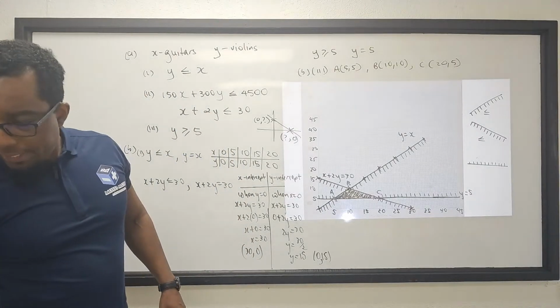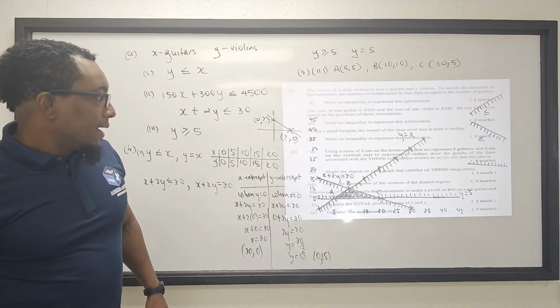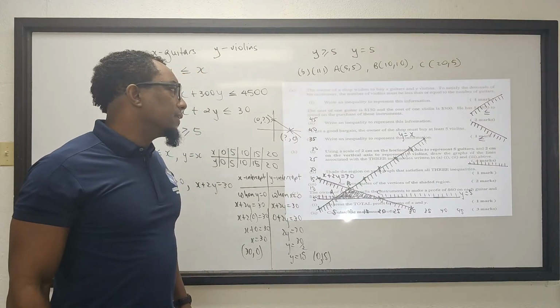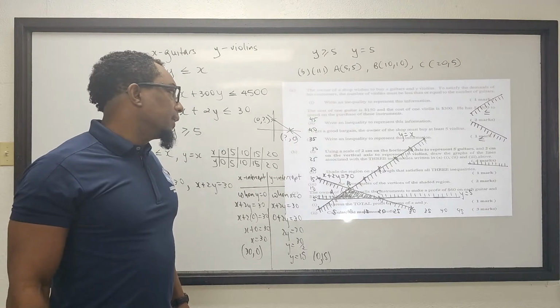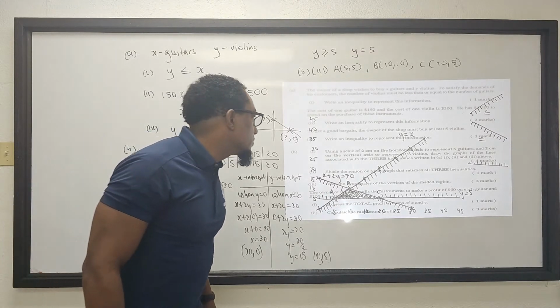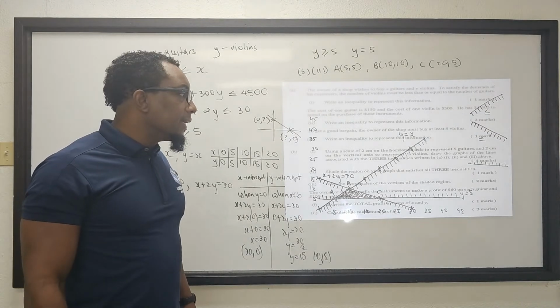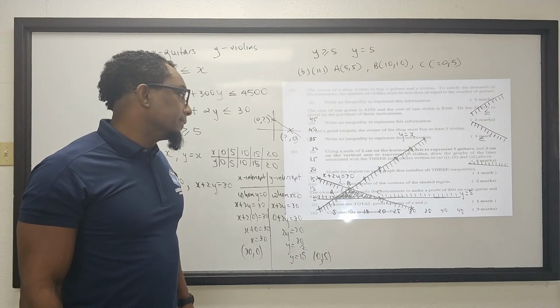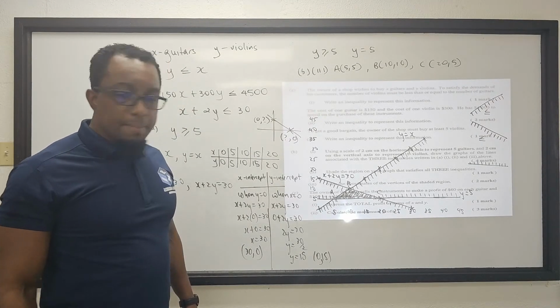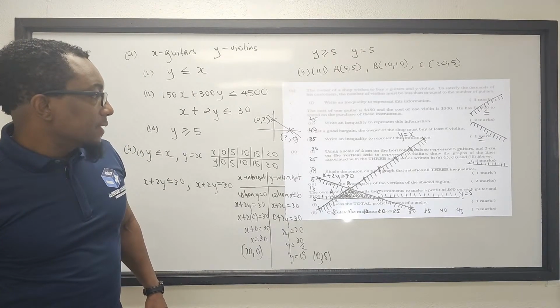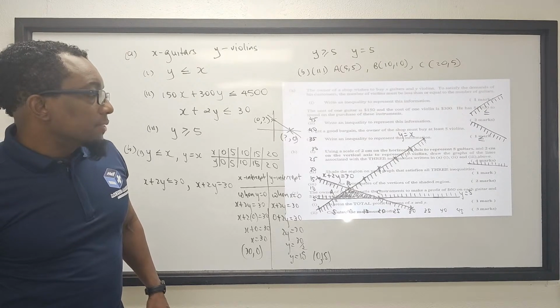Alright, let's see. The owner of the shop sells the instruments to make a profit of $60 on each guitar and $100 on each violin. Express the total profit in terms of X and Y and calculate the maximum profit. So they want the total profit in terms of X and Y. The owner of the store sells instruments to make a profit of $60 on each guitar.